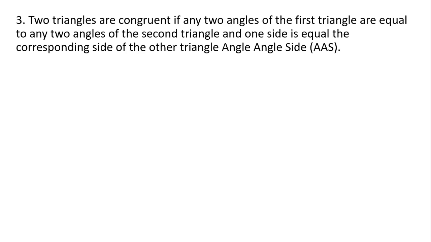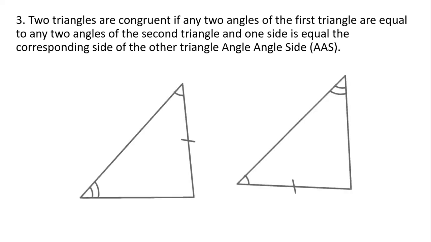Two triangles are congruent if any two angles of the first triangle are equal to any two angles of the second triangle, and one side is equal to the corresponding side of the other triangle. Angle, angle, side. Like that.